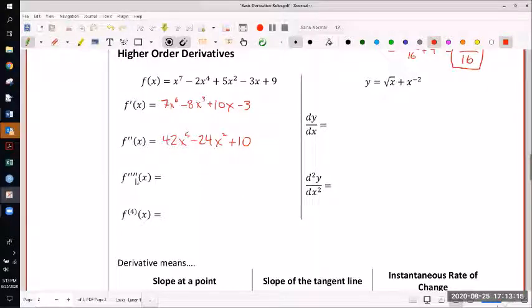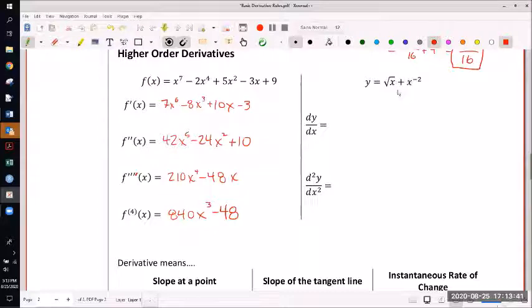And for the fourth, there's a typo here. This should be the third derivative. This is going to be 210x to the fourth minus 48x. And then finally, the fourth derivative is going to be 840x cubed minus 48.